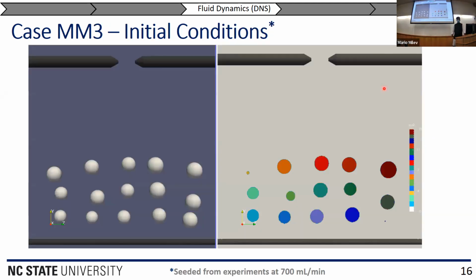And then we can use the aggregated data from the experiments to seed these bubbles based on the positions, sizes relative to the nozzles and to each other. And so we get a pretty good initial condition for these simulations.